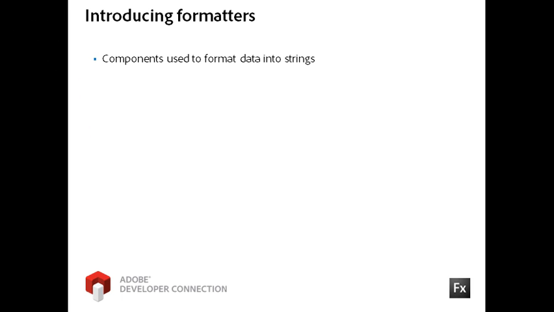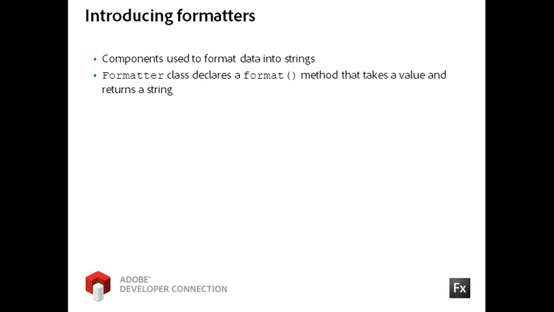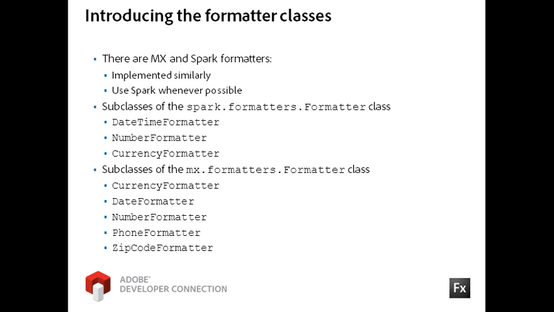The formatters are components used to format data into strings. The formatter class declares a format method that takes a value and returns a string. You will generally want to trigger a formatter just before you display the data. There are both MX and Spark formatters that are implemented similarly. Here is a list of the available Spark and MX formatters. You should use the Spark formatters whenever possible.